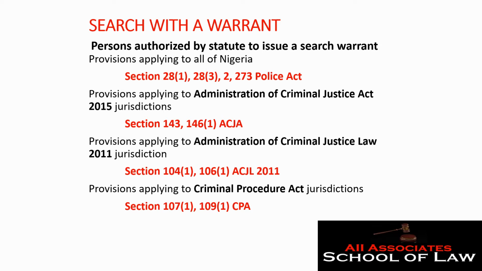Authority to issue a search warrant, ACJL jurisdiction. Section 164, subsection 1 states that the issuing authority must be a magistrate. Section 106, subsection 1 appears to make it clear that this is a personal task and not one he can delegate.